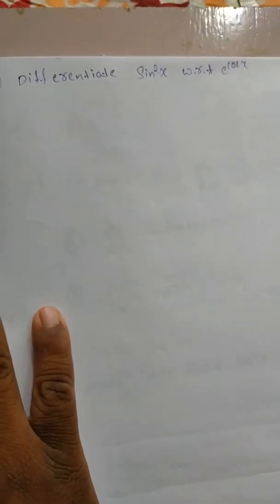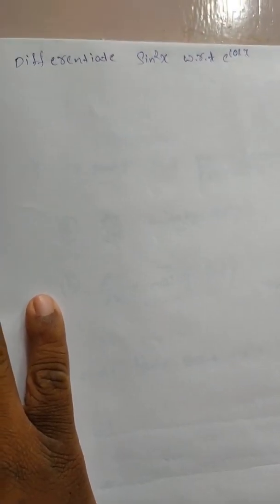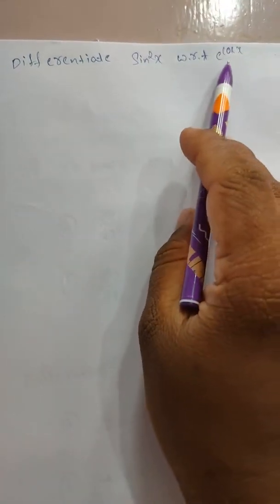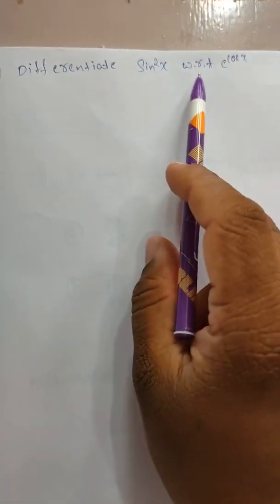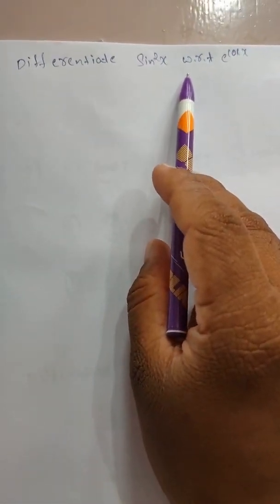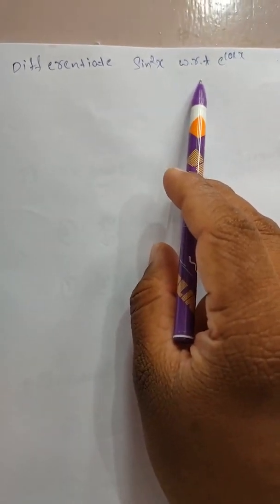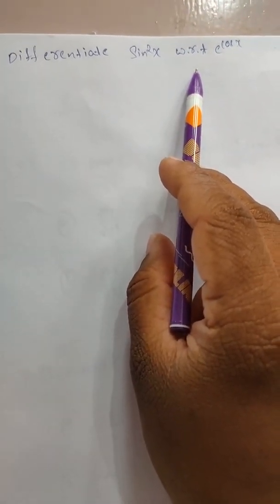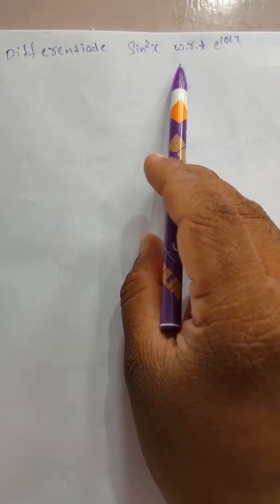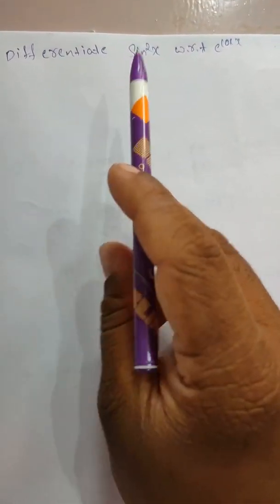Now we'll go for the next problem. See here, differentiate sin square x with respect to e to the power of cos x. Before going to this problem, the second order derivative is completed. In the last problem only, the second order derivative is completed. So this is somewhat different problem.